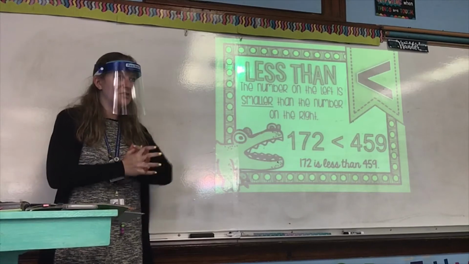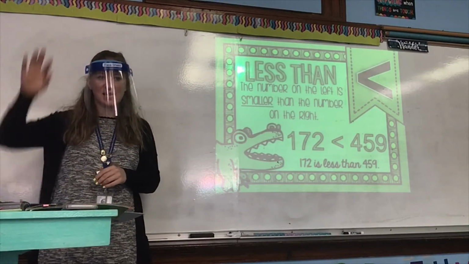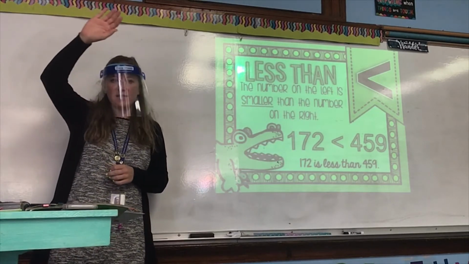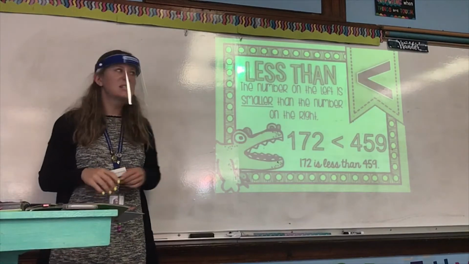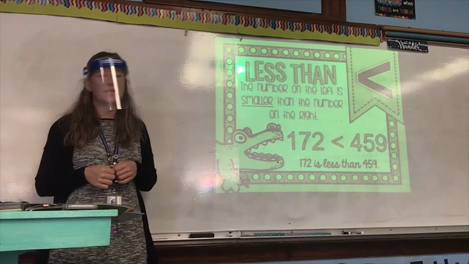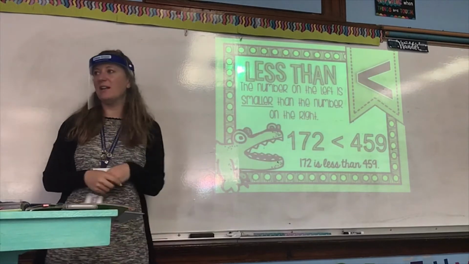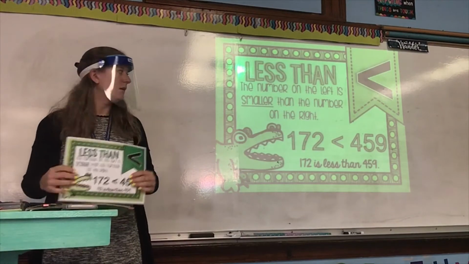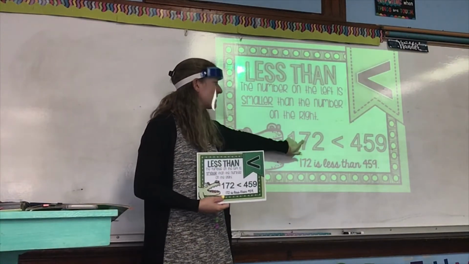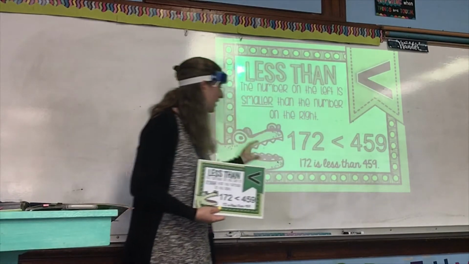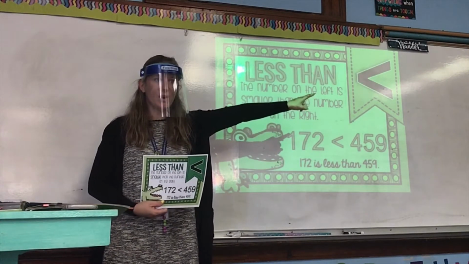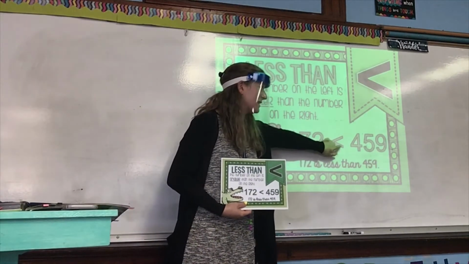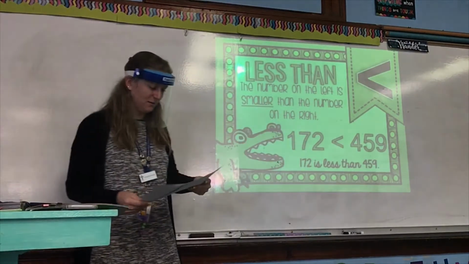Another way to compare numbers is to see which one is less. Less is another word for what? Victoria? Smaller. So Victoria, very loud, almost like you're yelling. Read what it says about less than. The number on the left is smaller than the number on the right, so the alligator mouth is pointing to the right. So we know 172 is less than 459.